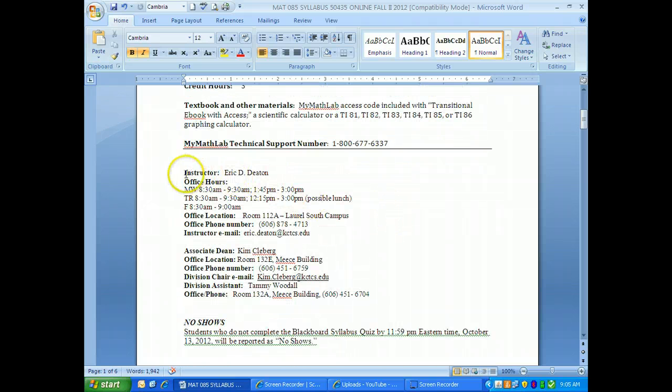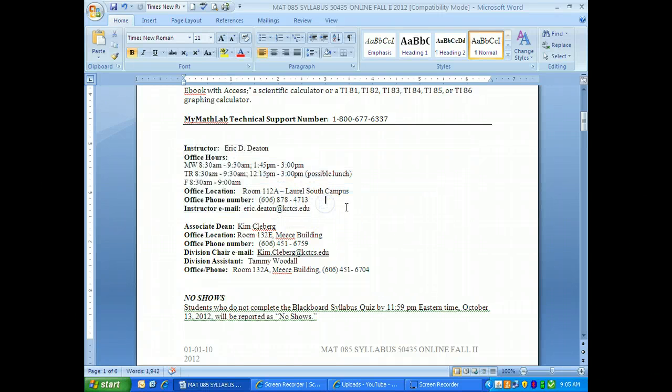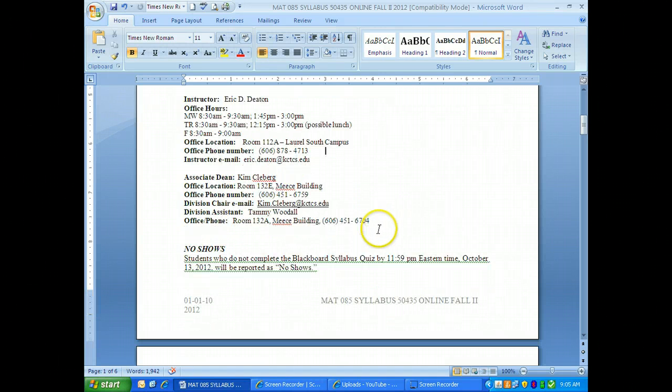This is my personal information with my office hours included and where I'm located. By far the best way to contact me is by email. If you do call my office number, make sure you leave a message. This is the person you need to contact if you have any other issues.